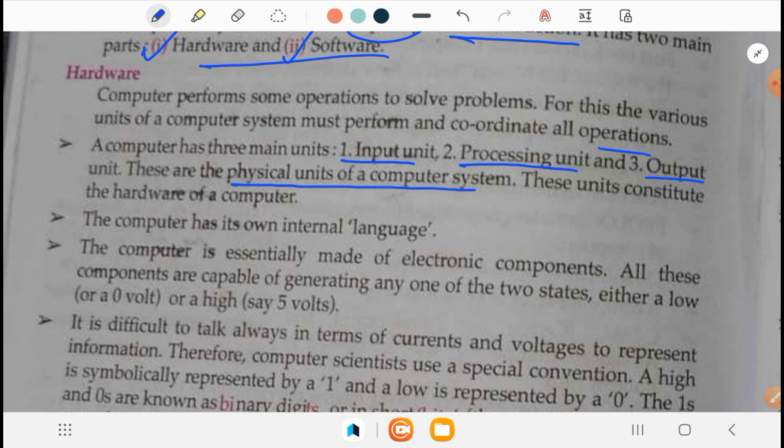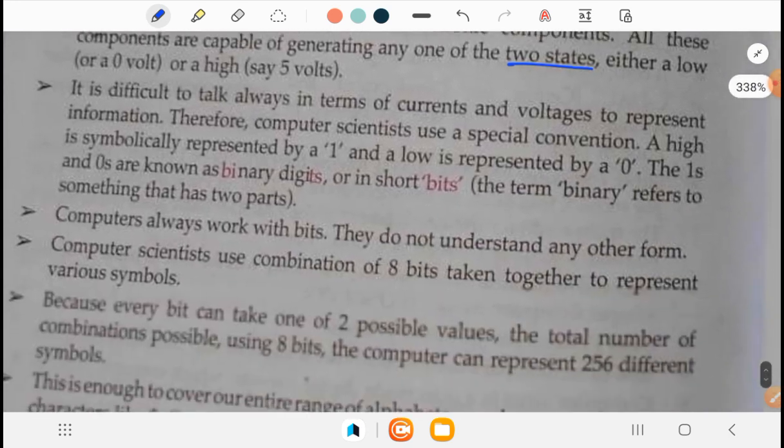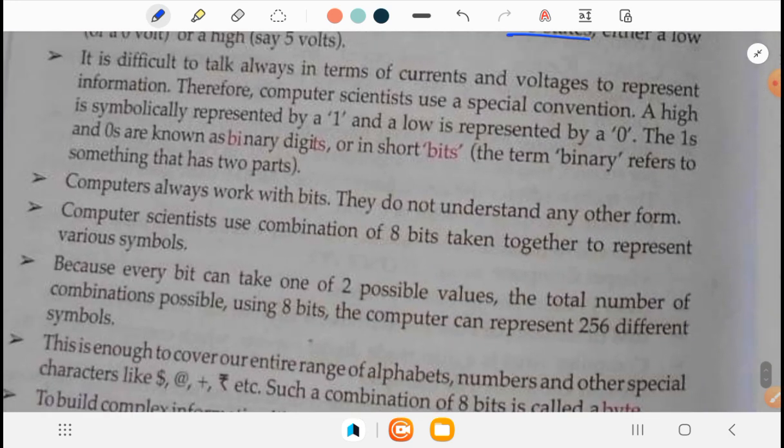The computer has its own internal language. A computer is essentially made of electronic components. All these components are capable of generating any one of two states, either a low or a high. It is difficult to always talk in terms of current and voltage to represent information. Therefore, computer scientists use a special convention. A high is symbolically represented by 1 and a low is represented by a 0.